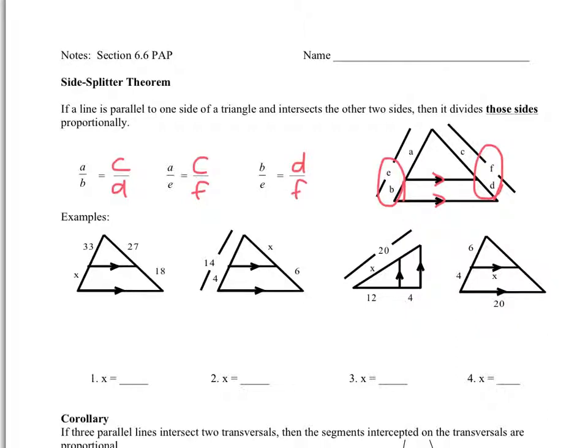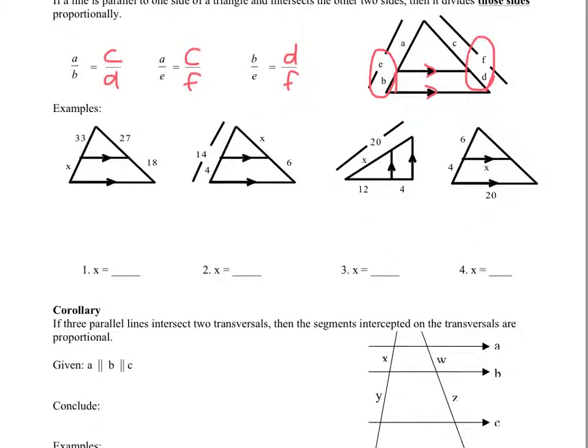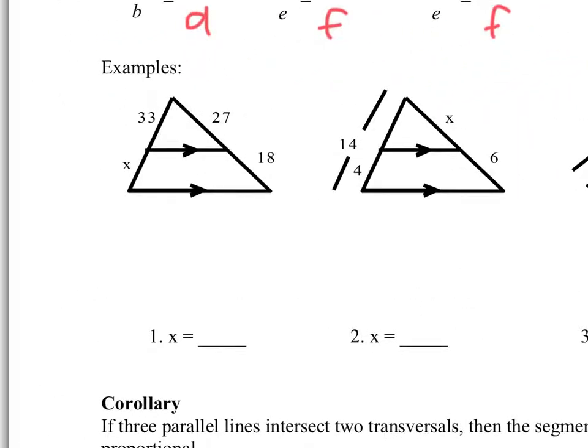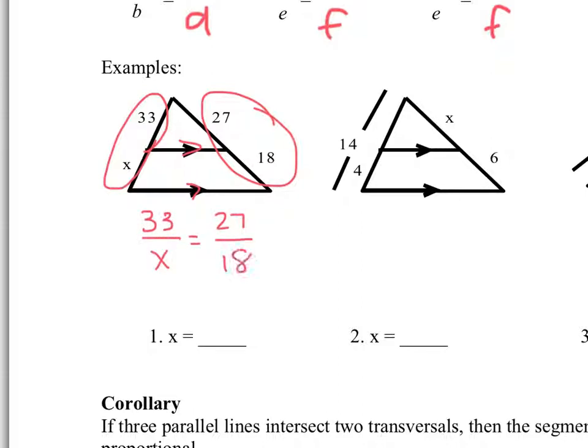So we're going to look at some examples and see how this works itself out. So on the first one, we have two parallel bases. So that means we can set up our proportion based on how the picture looks. So for this one, we'll be able to do 33 over X equals 27 over 18. And then we'll cross multiply that. So we'll do 33 times 18 and then divide by 27. And we get that our X is 22.